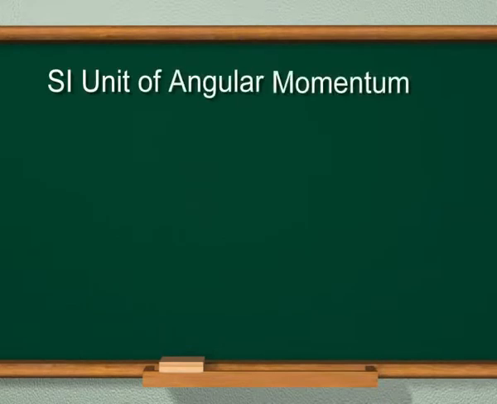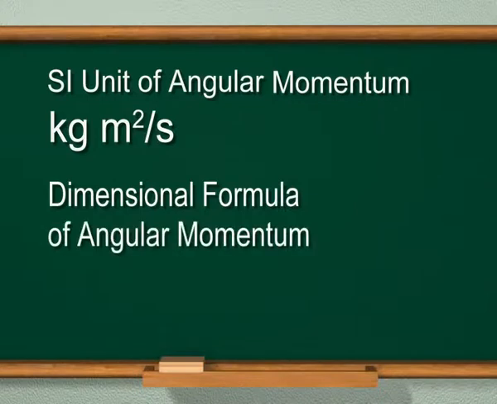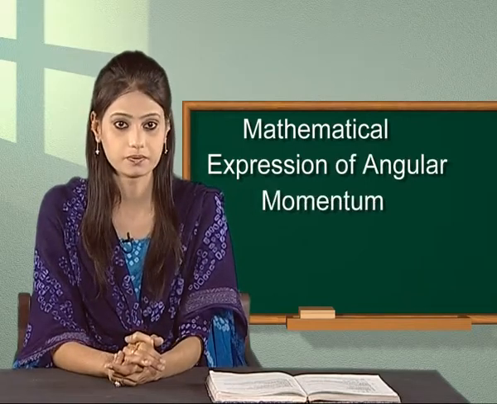The SI unit of angular momentum is kilogram meter square per second, and the dimensional formula of angular momentum is M^1 L^2 T^-1. Let us now derive a mathematical expression for measuring angular momentum.